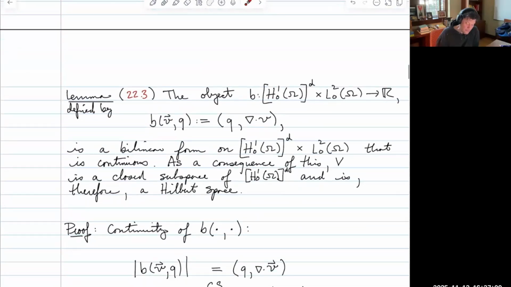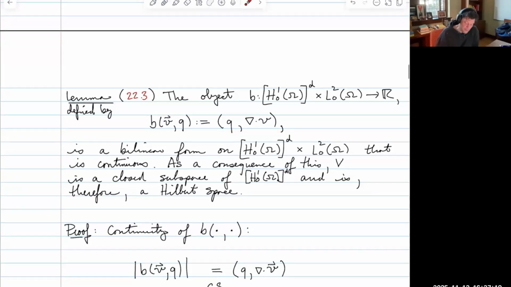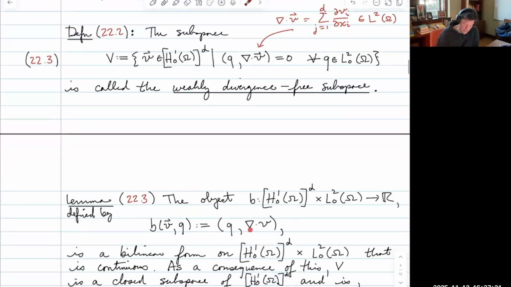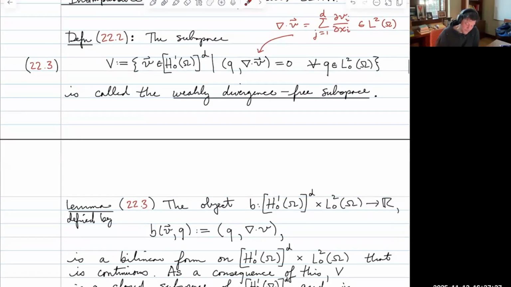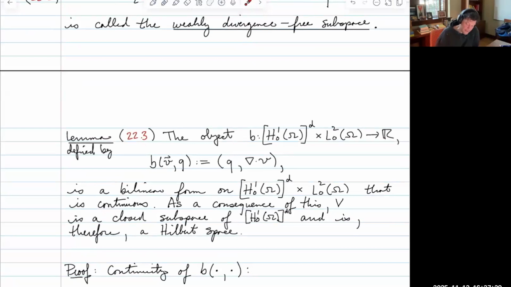All right. Now, this object B that we're going to define. So B is a bilinear form defined by this term. Where have you seen this term before? Well, it's the L2 inner product of Q against the divergence of V, where V is some vector. That's a typo, missing the arrow.